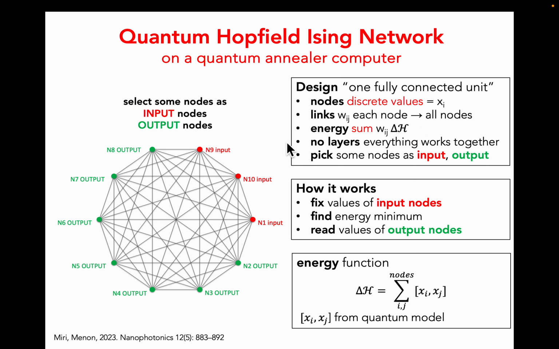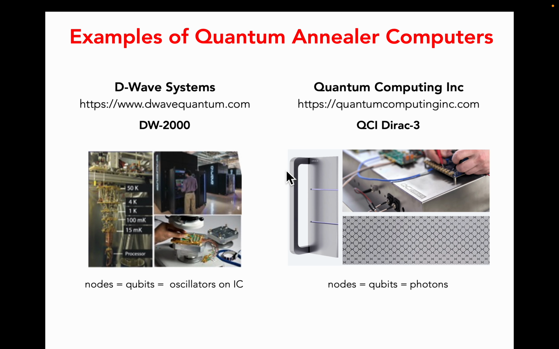So there's no layers. So what we do is we want to pick some nodes as input and some nodes as output. So how does this work? What we're going to do is fix the values of the input nodes. Then we're going to find an energy minimum, and then we'll be able to read the values of the output nodes. And here's an example of commercially available quantum annealers that can do that.